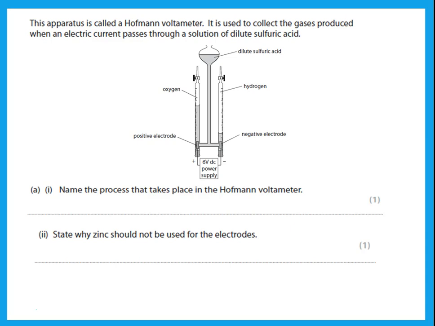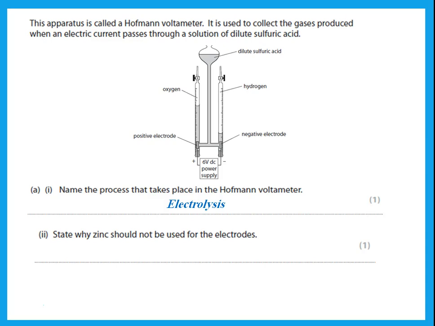It is used to collect the gases produced when an electric current passes through a solution of dilute sulfuric acid. So here he's doing electrolysis of what? A solution of sulfuric acid. Name the process that takes place in the Hoffman Voltammeter. So when he puts the dilute sulfuric acid and connects one electrode to the positive end of a battery and another to the negative end of the battery, and this breaks down, we said this process is called electrolysis.